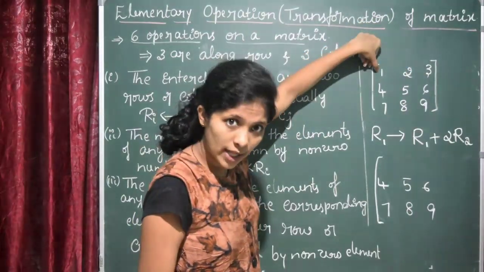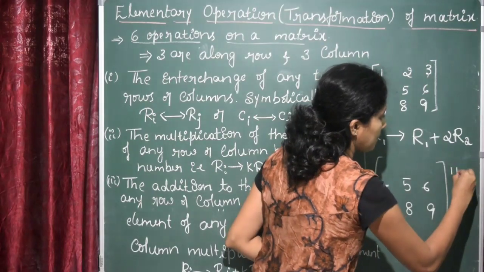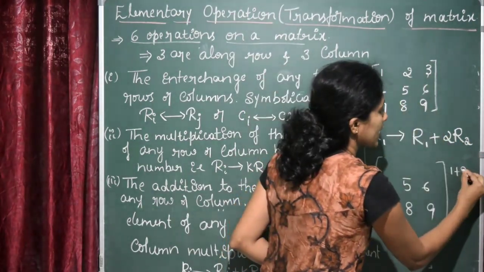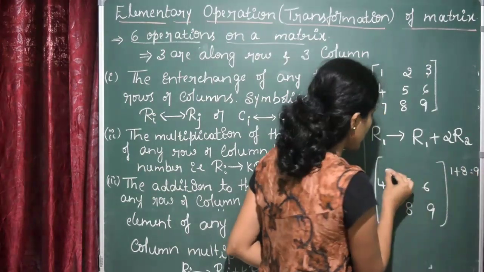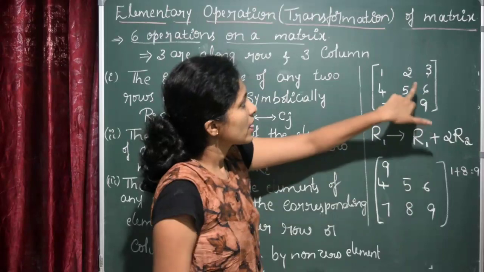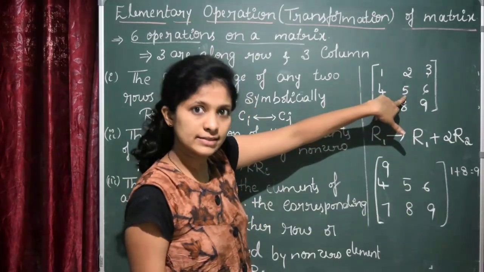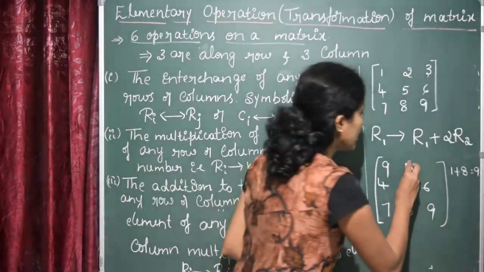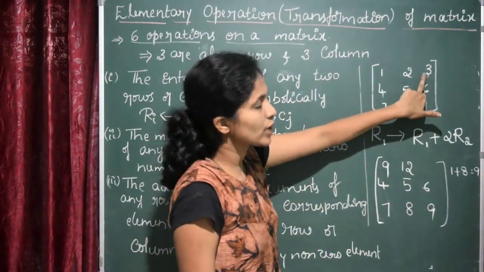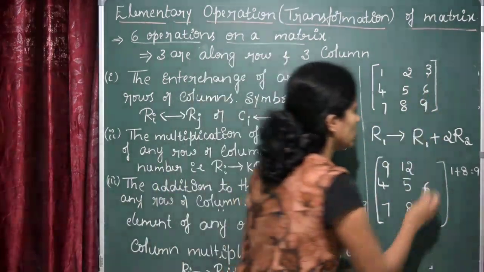R1, that is 1. Here, the first element, I am telling you, this is 1 plus 2 into R2, 2 into R2 that will be 8. So 1 plus 8 is equal to 9. So for the first element, you are adding the corresponding elements. Now the second one, 2 plus 5 into 2, it is 10. 2 plus 10 will be equal to 12. Is it clear? The last element will be 3 plus 6 into 2, that is 12 plus 3, will be equal to 15.